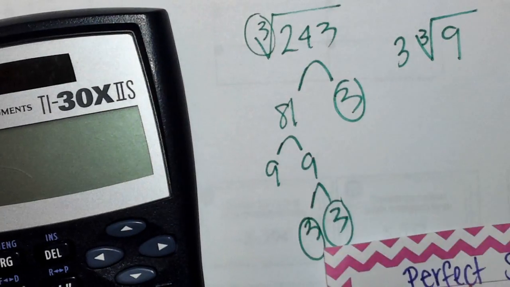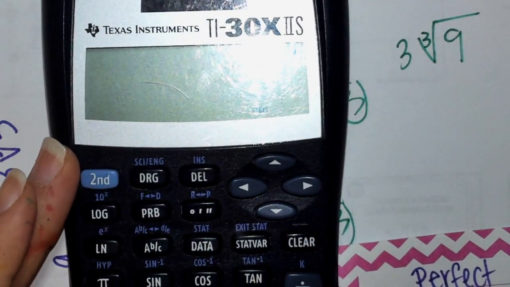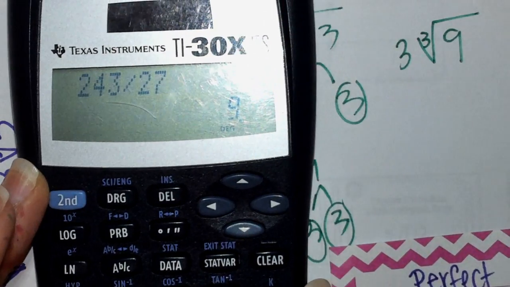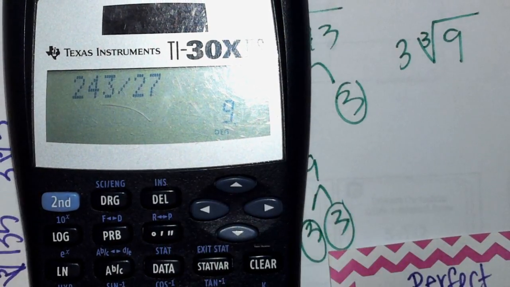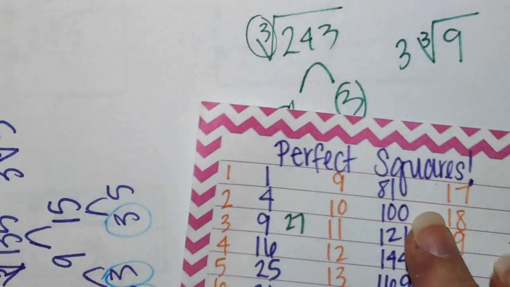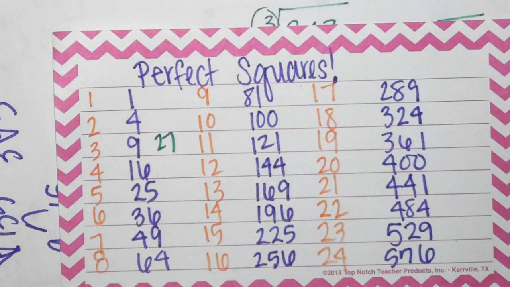Alright, so then we can do 243. Oh, that's not right. Alright, so then we can do 243 divided by 27, and that gives us 9. We know that 27 can be broken down into 3 3s. So that's where he got that from. So then it's 3 cubed root 9. So let's add. Does everybody want to add our cubes while we're doing this before we go any further?